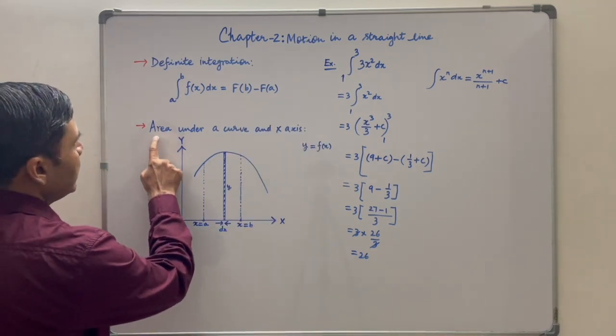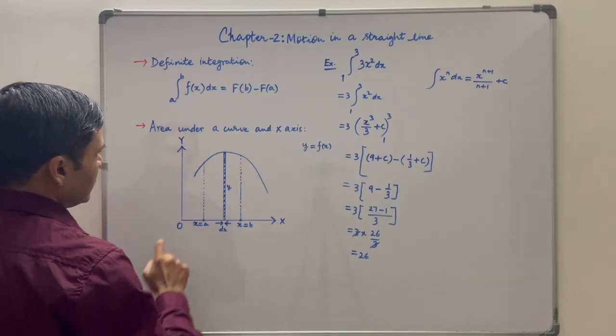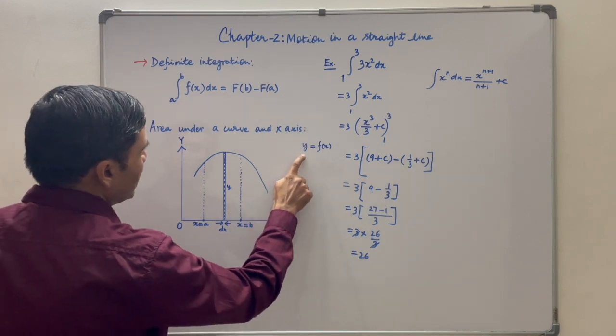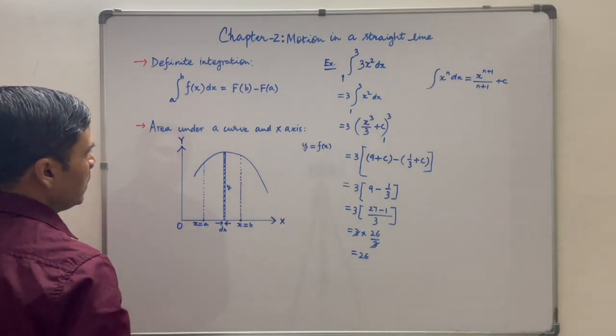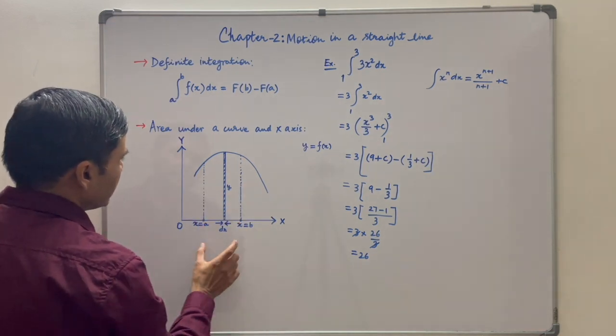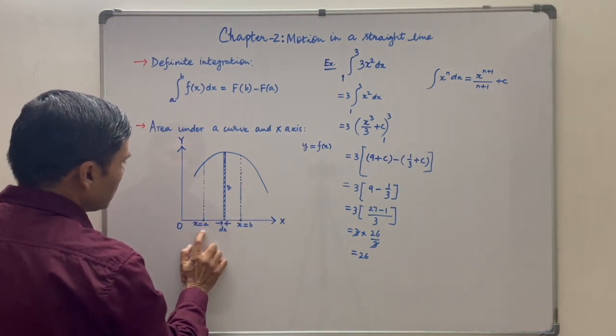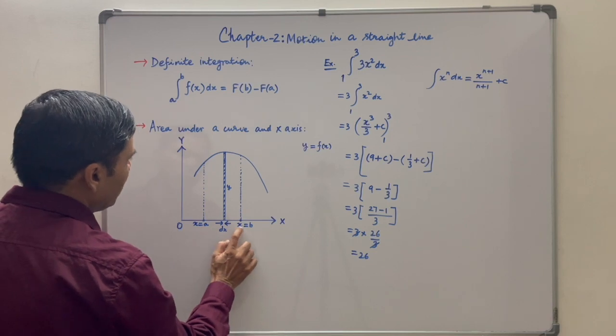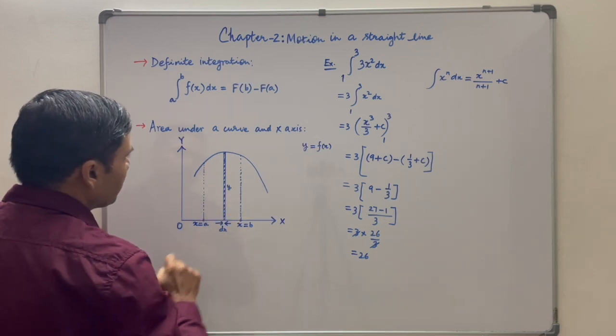Now let us see area under a curve and x-axis. Consider this curve is given by y is equal to fx. We have to find out the area between this curve and x-axis between the limits x equal to a and x equal to b, means this area.